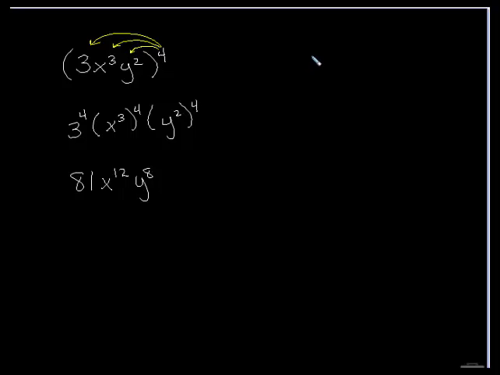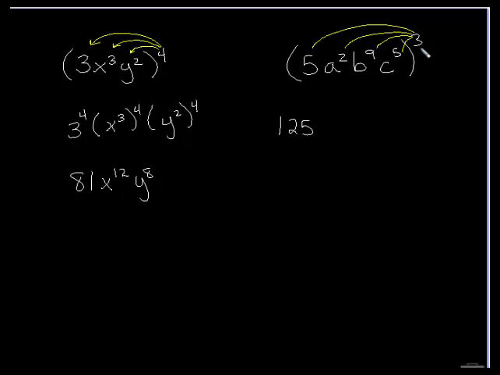Let's try another one. If we take 5, a squared, b to the 9th, c to the 5th, and I raise these to the power of 3, I'm going to distribute this 3 in to every single term inside. It does not matter how many terms there are. You distribute the exponent to everything. 5 to the 3rd is 125. 2 times 3 is 6. 9 times 3 is 27. And 5 times 3 is 15. So that's how we raise a monomial to a power.